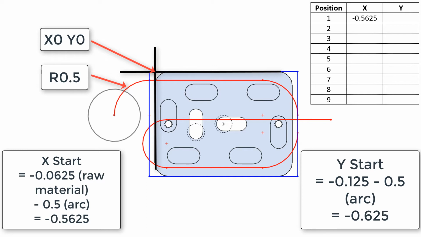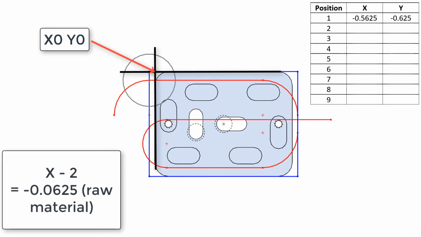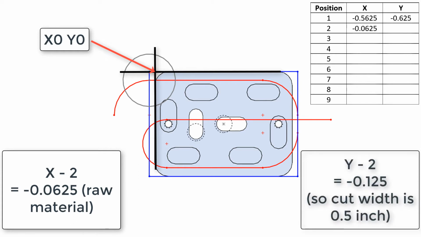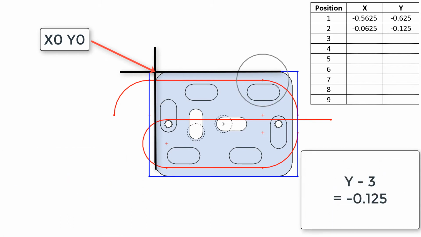Since we want the cutter to remove a 1/2 inch of material, the Y value will be -0.125 at the end of the arc, and the Y value at the start position will be -0.125 minus the 1/2 inch radius, which equals -0.625. At position 2, the X value will be -1/16 of the extra raw material, and the Y will be -0.125. At position 3, the Y will be the same as position 2, -0.125.